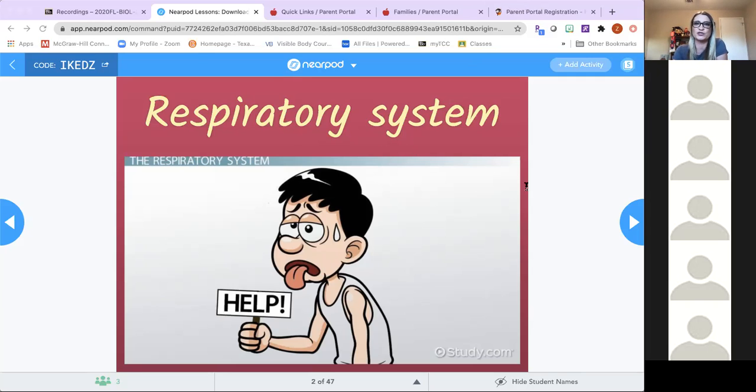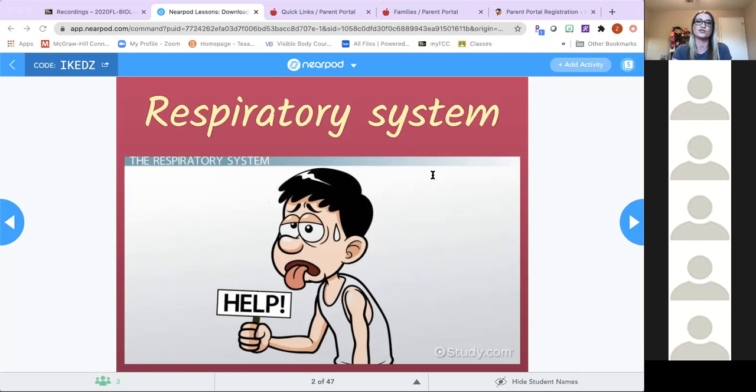The structures of the respiratory system provide passage of air with the ultimate destination being the alveoli. Alveoli are tiny little air pockets that are found in your lungs, and these are the primary sites of gas exchange. When you hear the term gas exchange, this means that carbon dioxide moves out of the blood into the alveoli so that you can ultimately exhale it, and oxygen will move from the alveoli into the blood. So carbon dioxide and oxygen are always going to be moving in opposite directions.